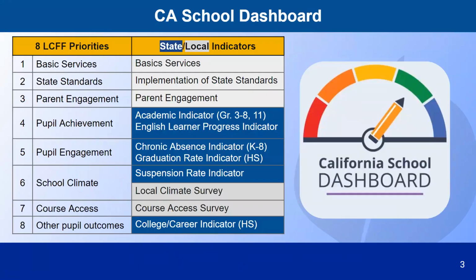The California School Dashboard is an integral component of California's Accountability and Continuous Improvement System. The dashboard publishes student outcomes associated with the 8 state priorities established under LCFF. The 8 state priorities either have a state indicator, as noted in the blue cells on this slide, or a local indicator as noted in the gray cells.